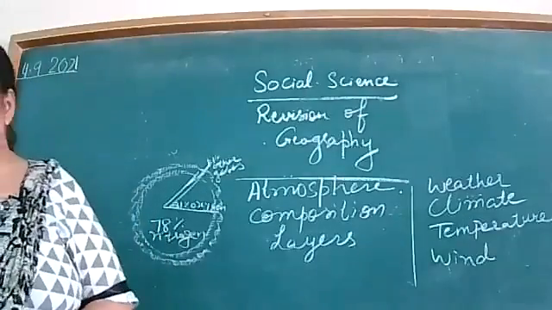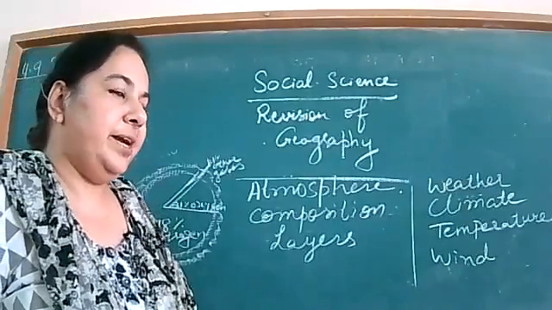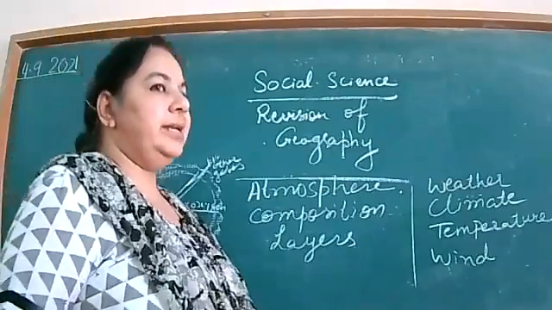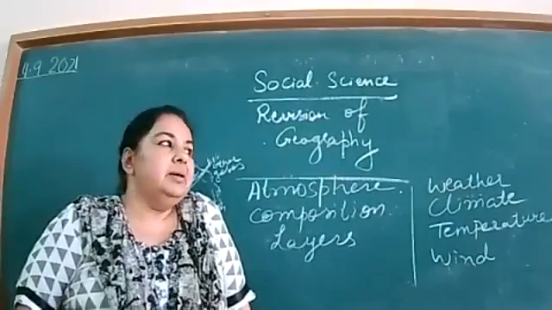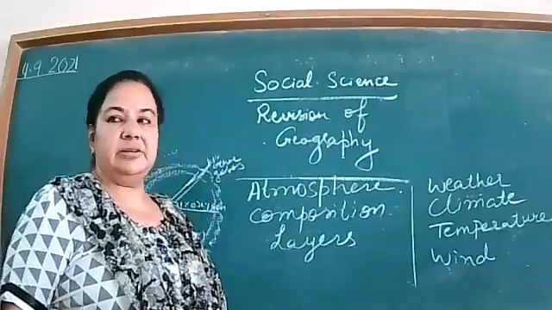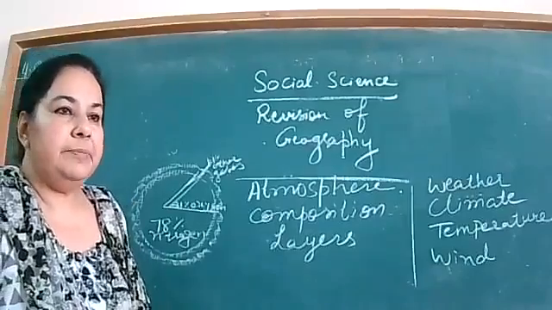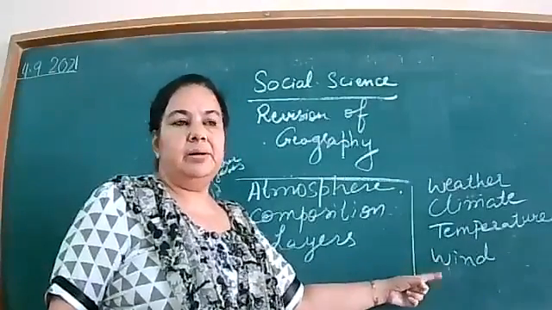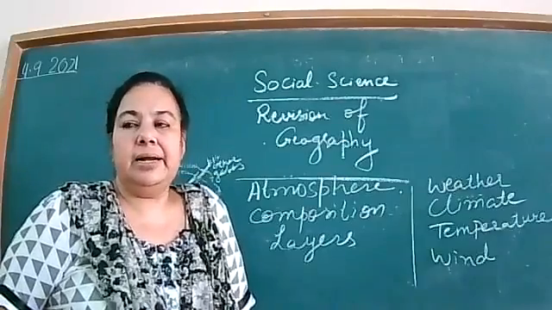Next, define wind. Movement of air from high pressure area to low pressure area is known as wind. Three types of wind: first is permanent, then seasonal, and then local.